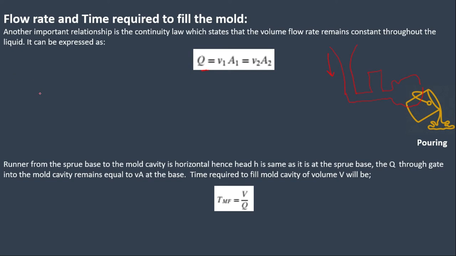So here you can write Q is the volumetric flow rate, and the unit is centimeter cube per second. Then we have V equals velocity during the flow, and this A is the cross sectional area.